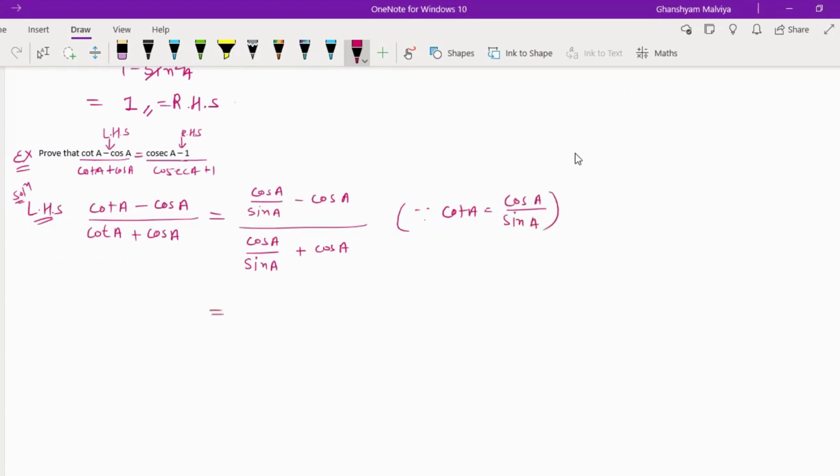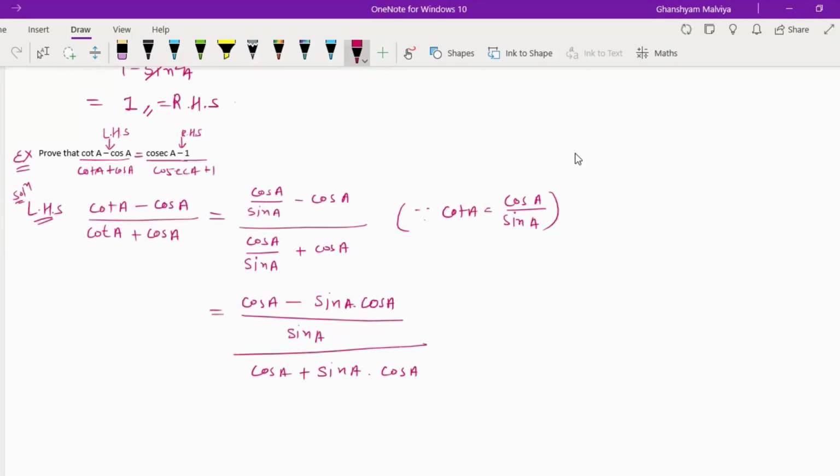Fine. So when you simplify, taking the LCM, you multiply by sin A. The numerator will be cos A minus sin A into cos A, and your denominator will be sin A, divided by, again taking the LCM here, cos A plus sin A into cos A. Or you can do one thing.